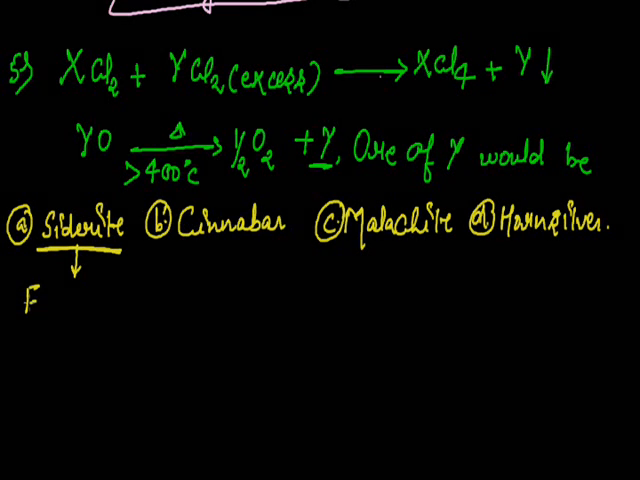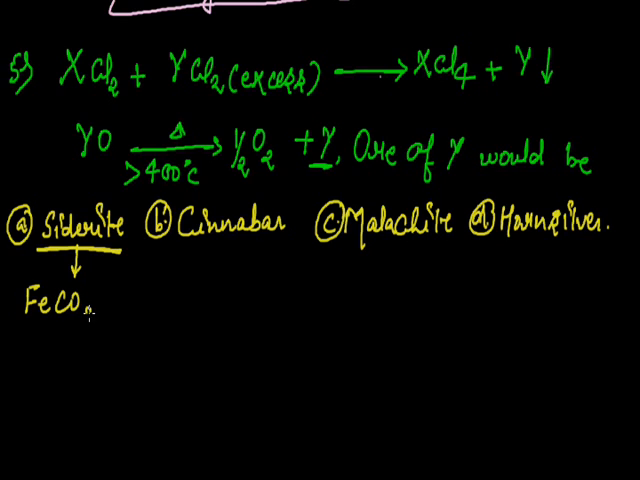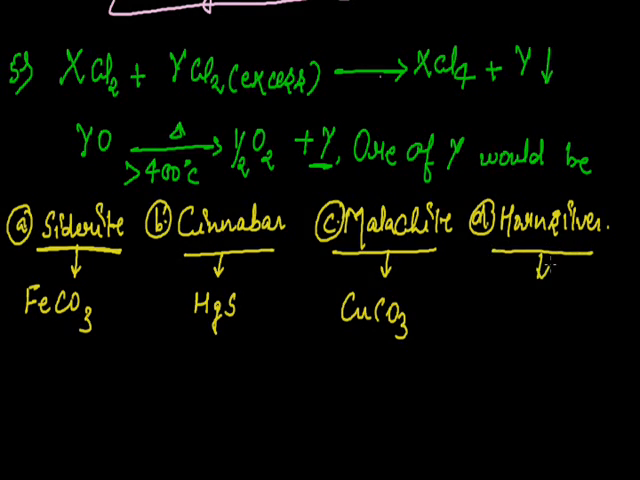So first of all we'll write the formula of all these ores. Siderite is what? Siderite is FeCO3. Cinnabar is what? It is a sulfide ore of mercury, that is HgS. What is malachite? Malachite is a carbonate ore of copper, that is CuCO3. And what is horn silver? It is a halide of silver, that is silver chloride, AgCl, as the name suggests.